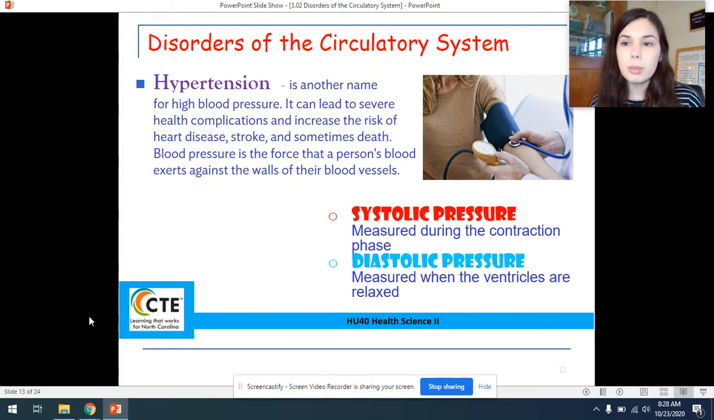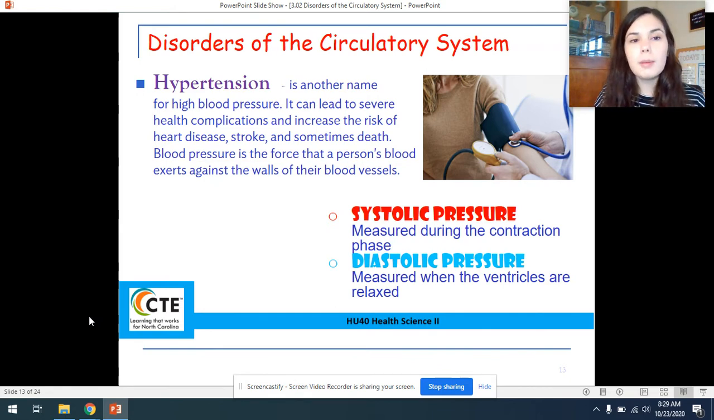And we measure blood pressure. We're going to be learning about that tomorrow, but you measure blood pressure by listening for a systolic and a diastolic pressure. Systolic is measured during the contraction phase, and then diastolic is measured during the relaxation phase of the ventricles. And we'll learn more about that tomorrow when we start our blood pressure skill.